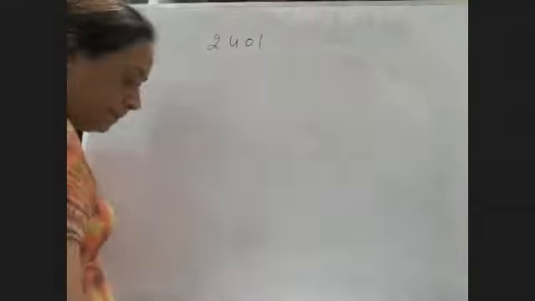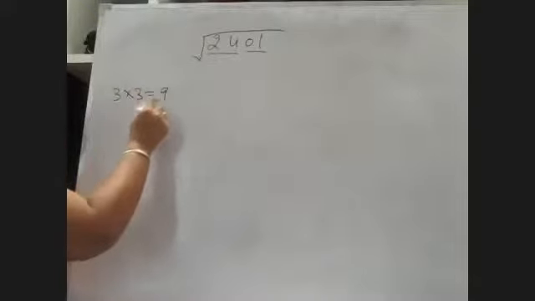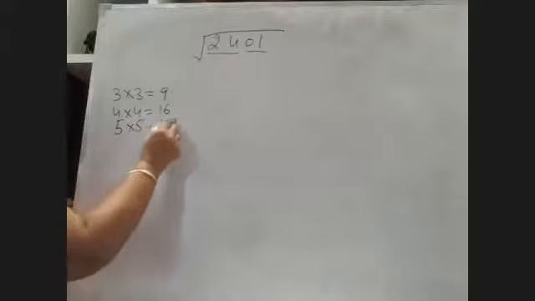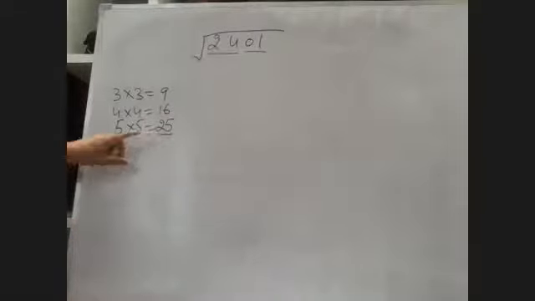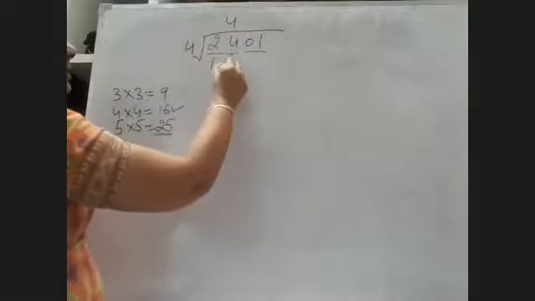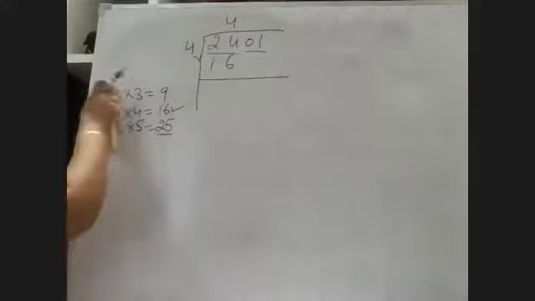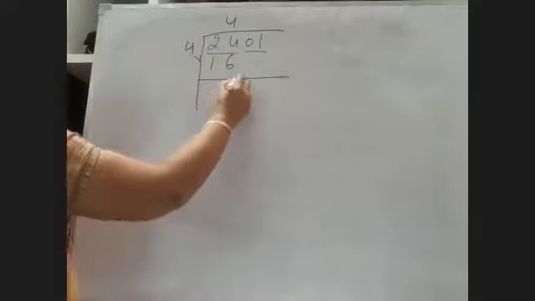The symbol is square root. First, make pairs. Now here I have the number 24. 3 times 3 is 9. 4 times 4 is 16. 5 times 5 is 25, and 25 is greater than 24. So in the first step, we will divide by 4. 4 times 4 is 16. Dear students, now 24 minus 16 is 8. And the next pair is 01.